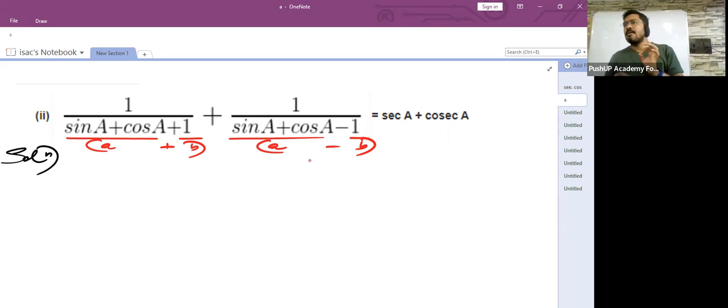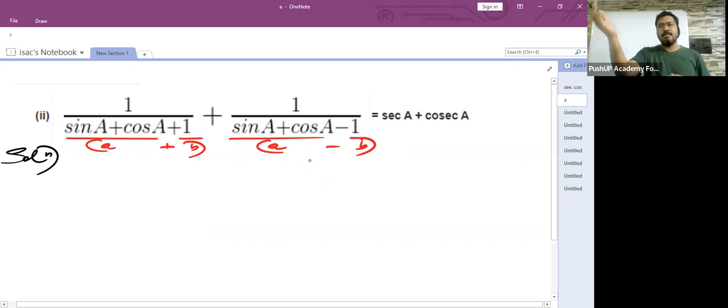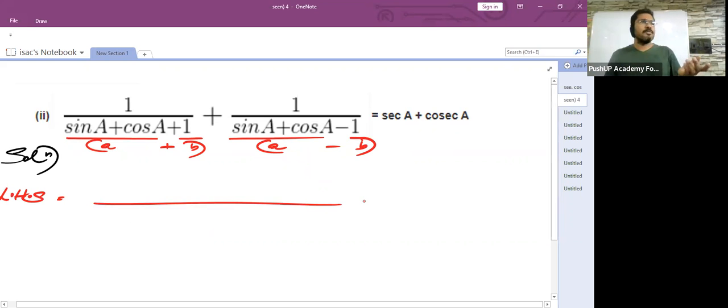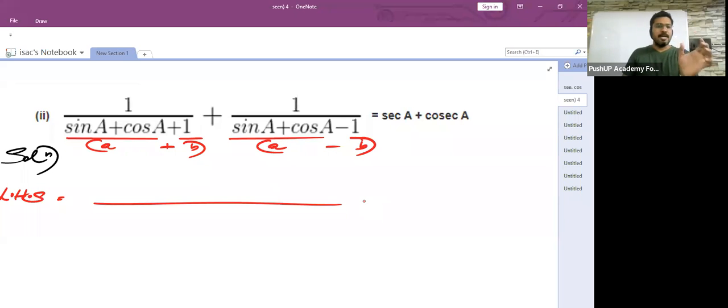Am I right? Sine plus cos is considered as A. 1 is considered as B. So that entire expression can be compared with A plus B. Similarly, the other one becomes A minus B. Now you will understand in a short while why I did this assumption. It's quite obvious now, when you have two denominators, you will apply the LCM method, right? So what is the LCM of sine plus cos plus 1, sine plus cos minus 1?